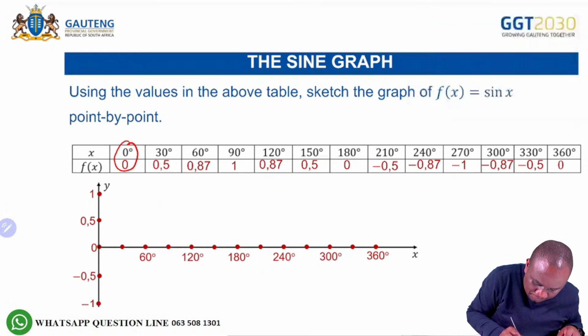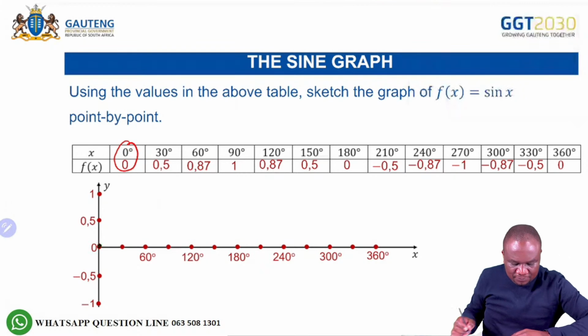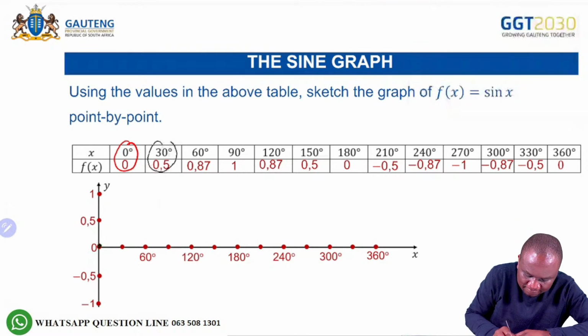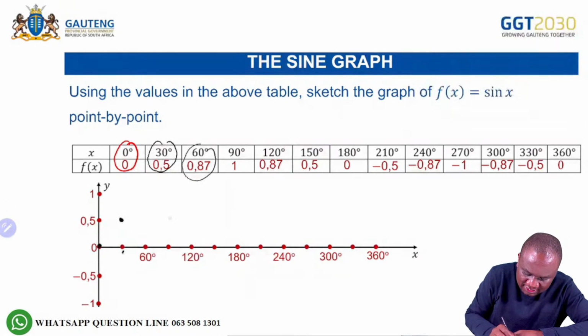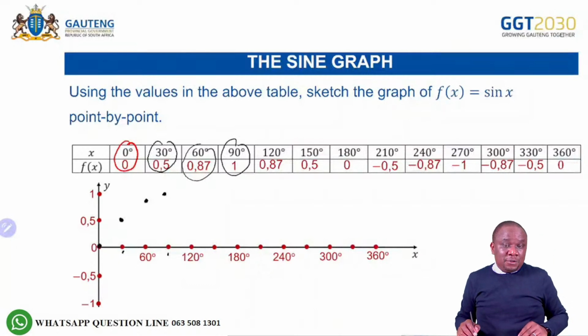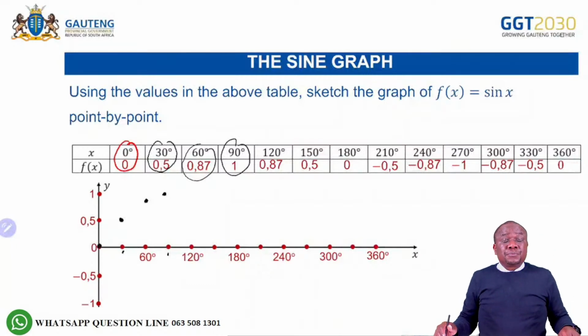0, 0. And then 30, 0,5. This is 30, and then 0,5 is here. And then we have 60, 0,87, almost 0,9. So it should be somewhere just below 1, somewhere there. And then 90 and 1. 90 is here, and then 1 is there. Right, I've shown you how to plot.